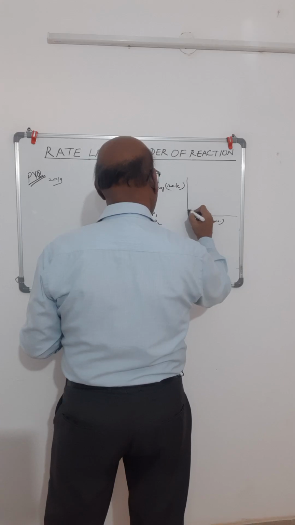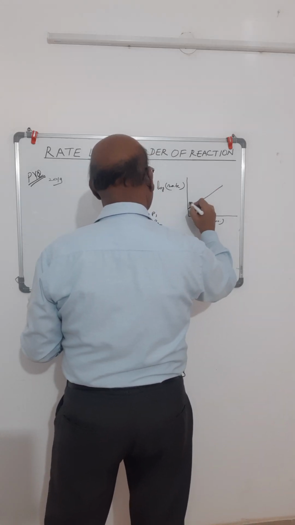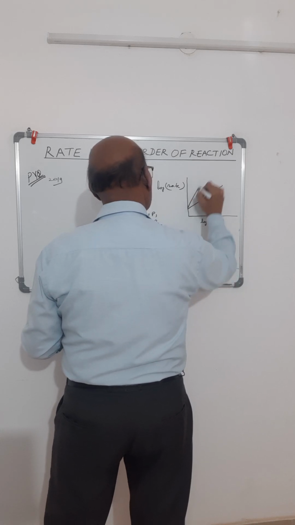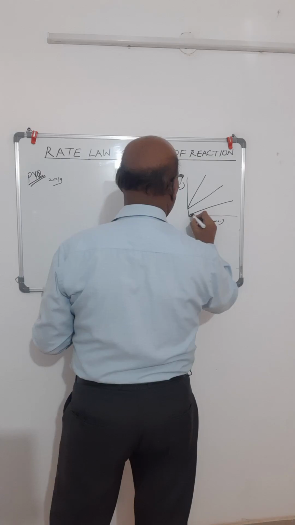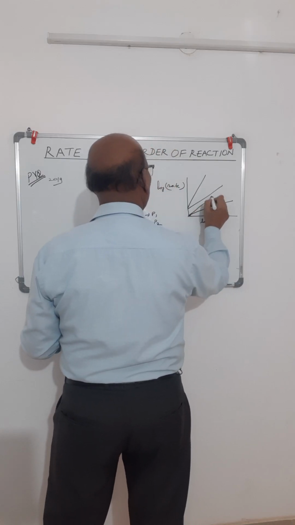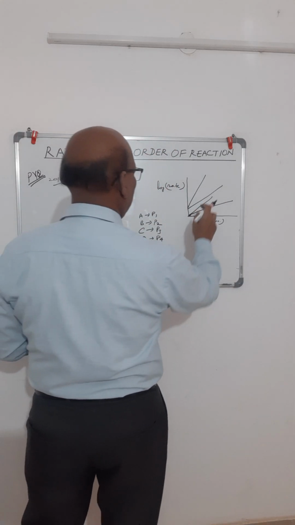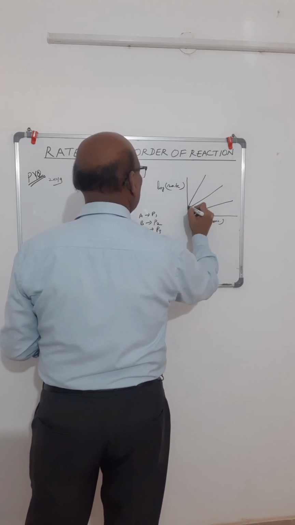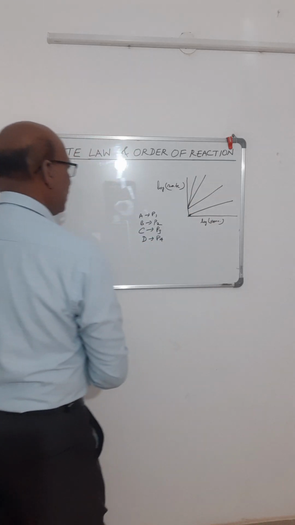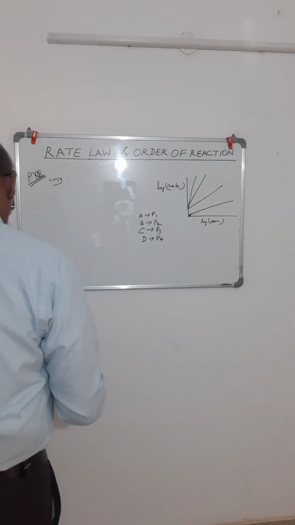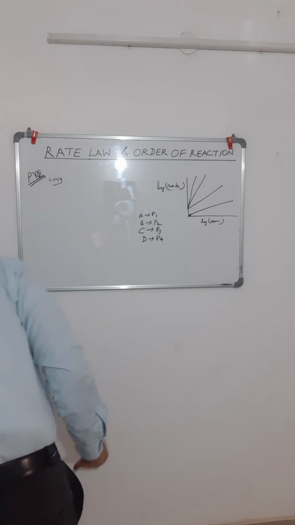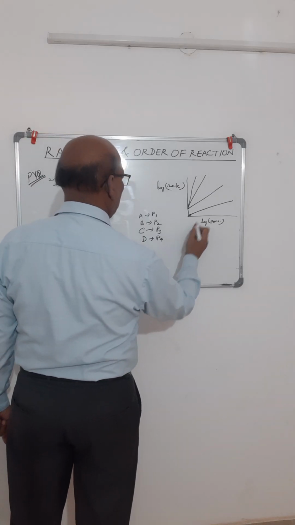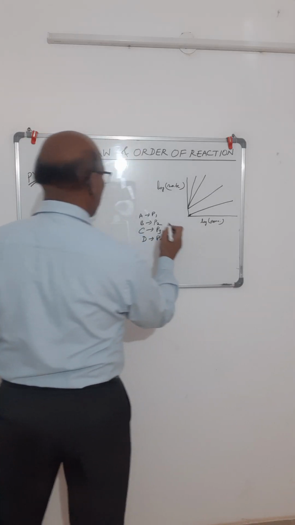This is graph number 1, this is the second graph, this is third and this is the fourth graph. So we are given the four graphs here. One is like this. And we have to arrange them in the increasing order of the order of the reaction. So how will we do it?